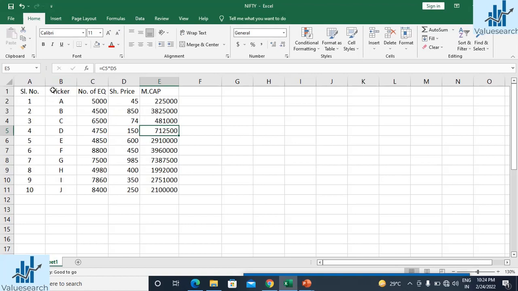Ticker means the short form of a company. So let's say the ticker for Tata Consultancy Services is TCS, right? So this is the ticker, and the company's name is Tata Consultancy Services. So this is the market capitalization for these companies A, B, C, D till J. We have taken 10 companies, but the constituents of Nifty are 50. But the fundamental calculation process is the same for Nifty 50 as we are doing it here.